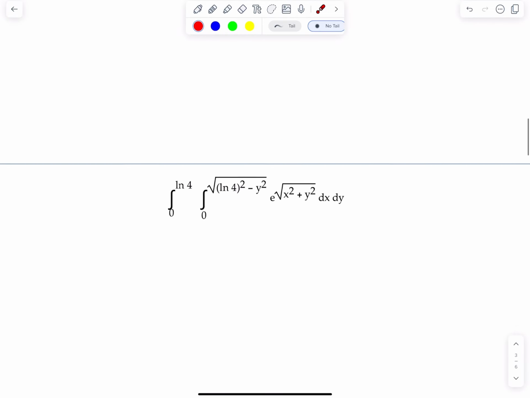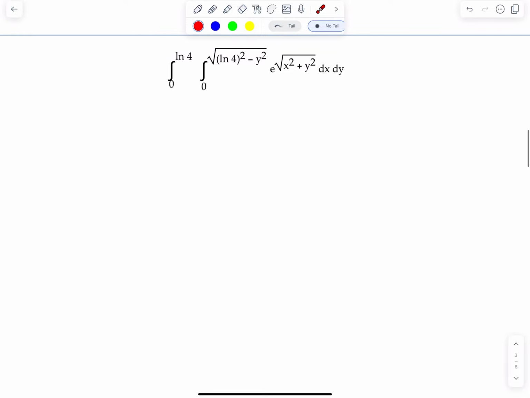Let's move on, because the more examples you have under your belt, the better shape you'll be in. The integral is y from 0 to natural log of 4, x from 0 to the square root of (ln 4) squared minus y squared, and here's the integrand, e to the square root of x squared plus y squared dx dy. Okay, so again, let's graph what's going on.